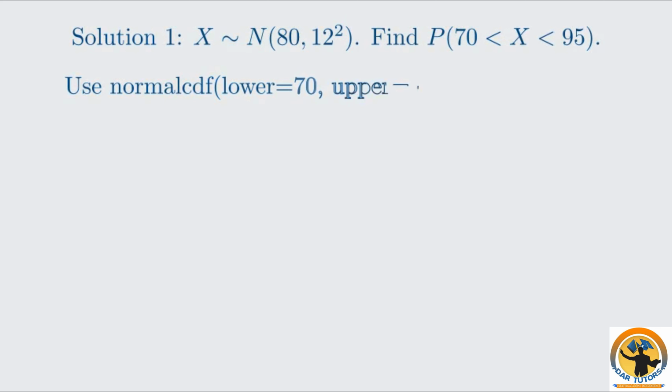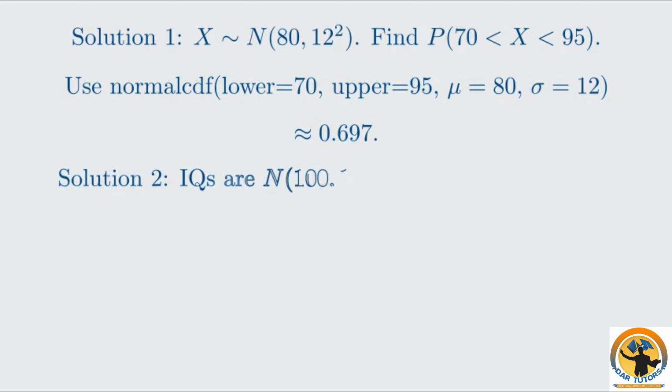Welcome back. Let's go over the solutions to the practice questions. Question 1 asks for the probability that x is between 70 and 95. We use normal CDF with a lower bound of 70, an upper bound of 95, the given mean of 80 and standard deviation of 12. The result is approximately 0.697.